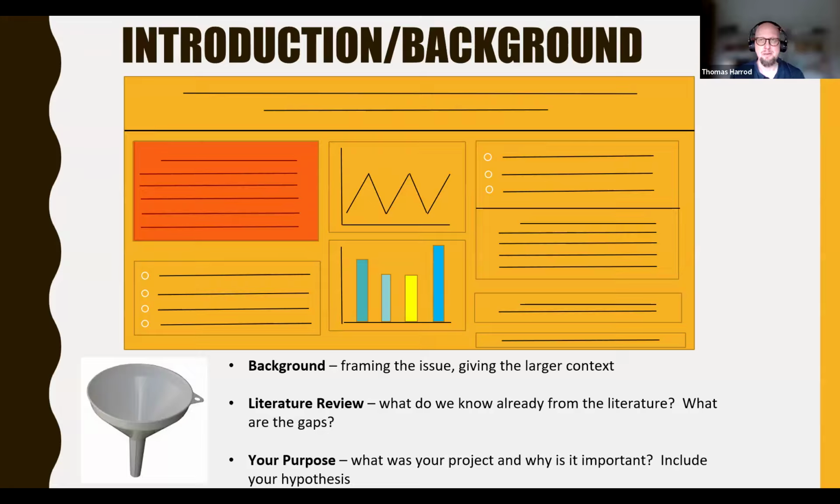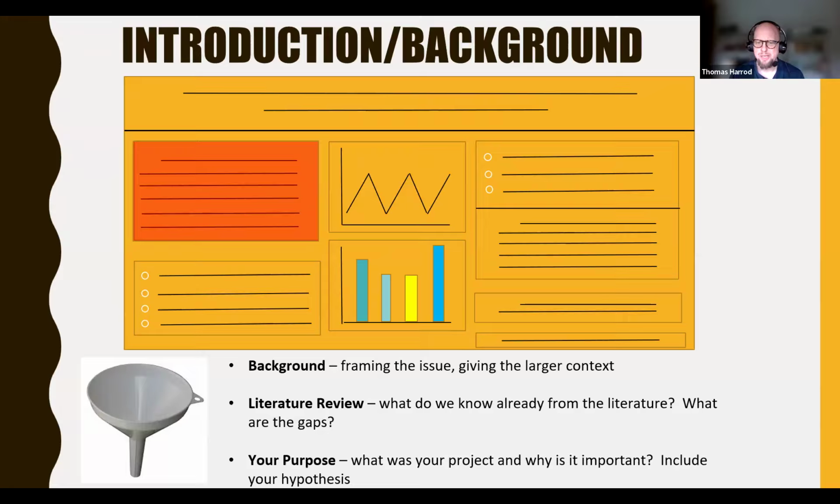So this is where you have to visualize and anticipate who your audience is going to be, and then let that inform the amount of framing that is required to give a proper context for your project. Another thing is doing a literature review. So what do we know already from the literature? What are the gaps? So this, again, is where you're bringing your audience up to speed about what the literature tells us. What is it that's already been studied on this topic?